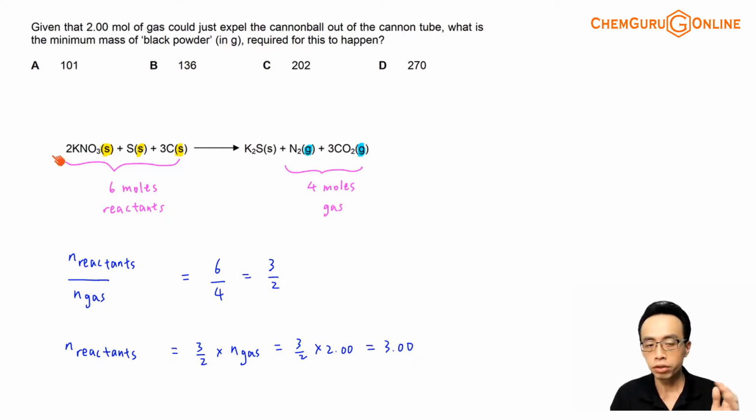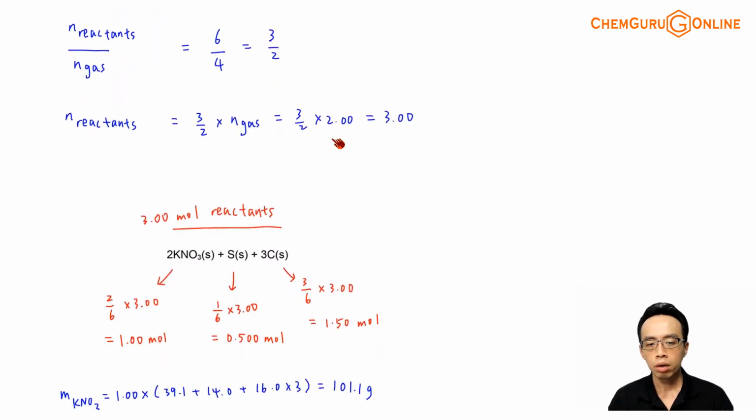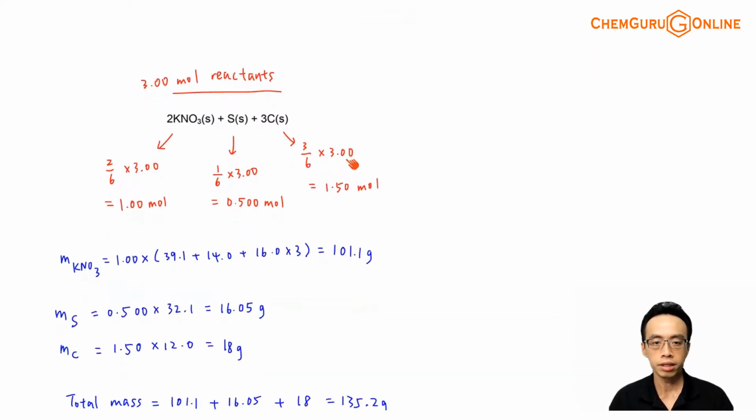Now take note, this number of moles of reactants, which is 3.00 mole, will be the total number of moles of your KNO3, your sulfur, and your carbon. So what we have to do next is split these 3 moles up. How many moles of your KNO3 is required, and how many moles of sulfur is required, and how many moles of carbon is required.